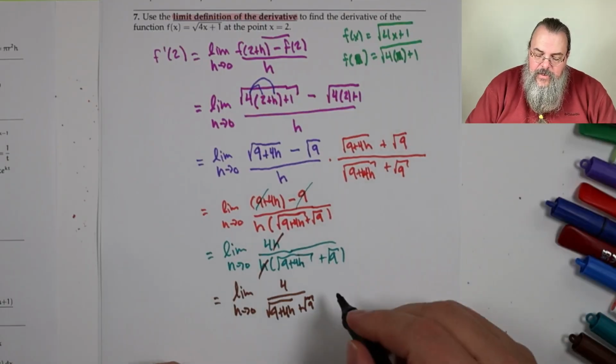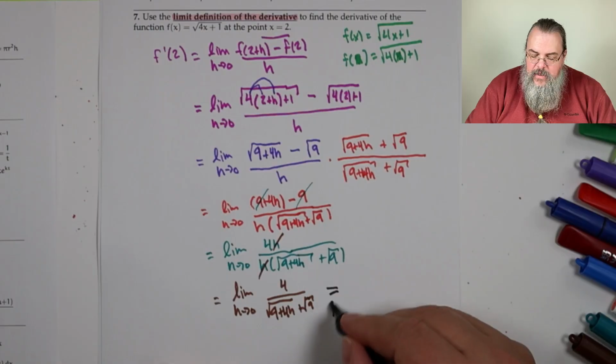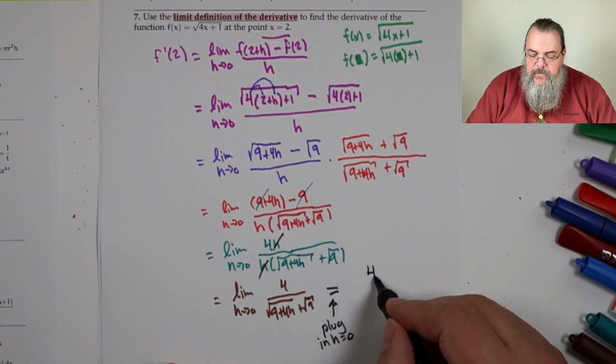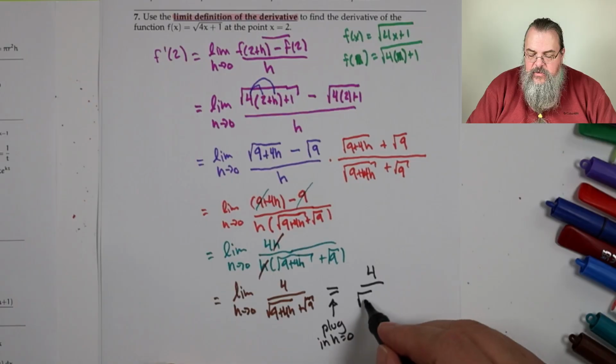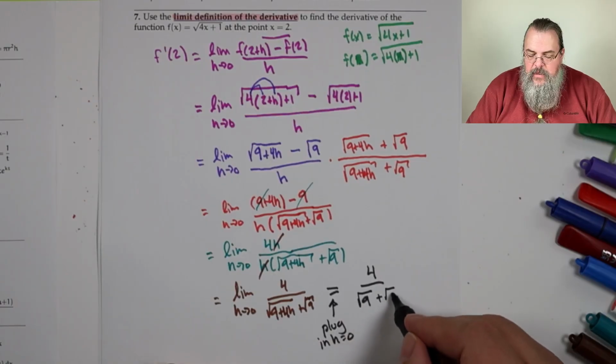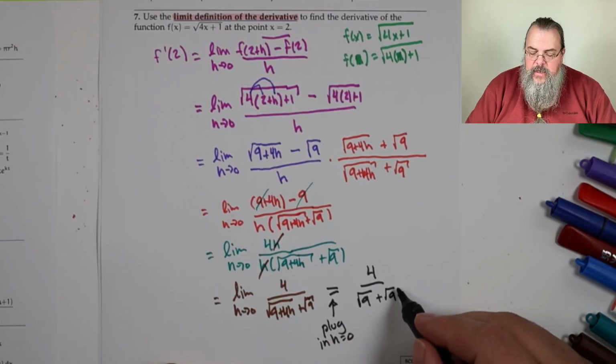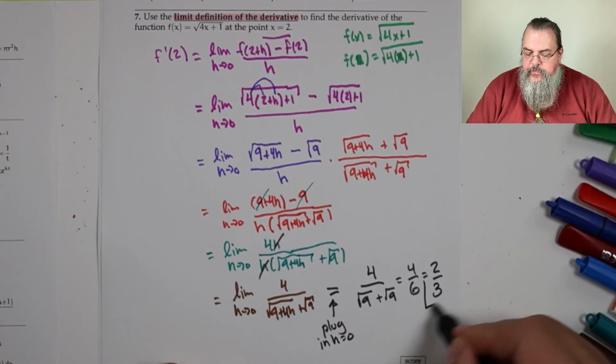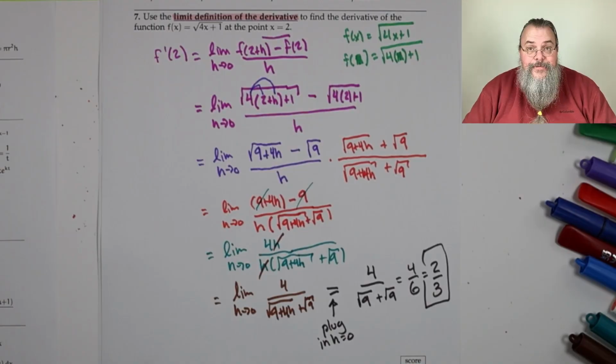All right, so this equals, and here we're just going to make a note, plug in h equals 0. Upstairs we get 4. Downstairs we get square root of 9 plus square root of 9. Well, that's really 3 plus 3, so that's 4 over 6, which is 2 over 3. And that's our answer.